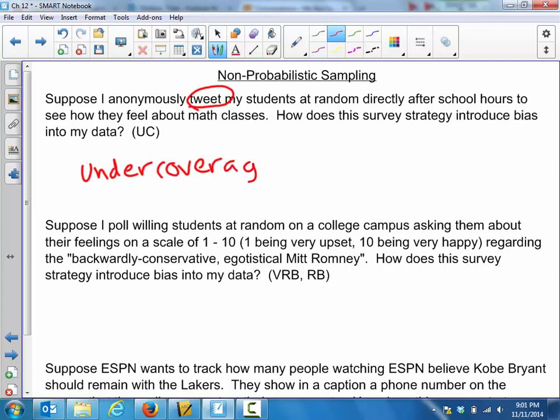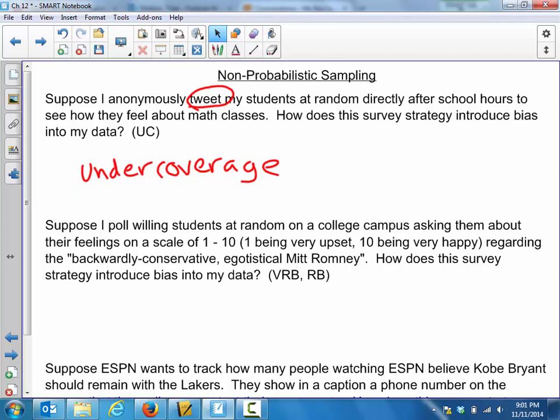Okay? This is called undercoverage. And it again results from when your sampling frame size is less than your population size. You have accidentally or perhaps intentionally omitted people from the survey.